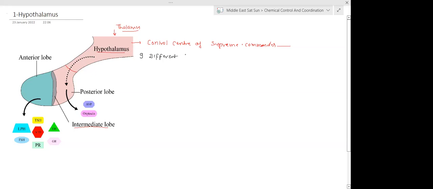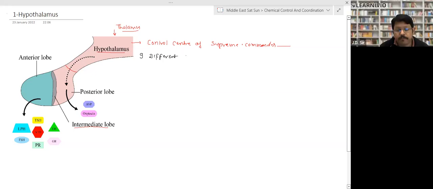Sir, can you say some control center? Control center of supreme commander. It secretes 9 different hormones. What are those hormones? Neurohormones.